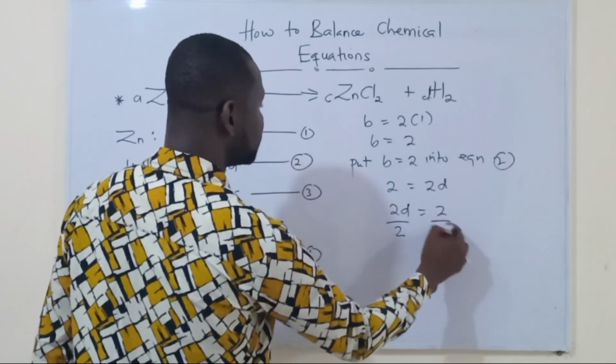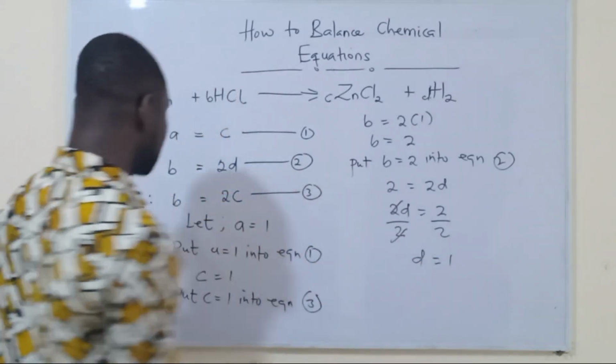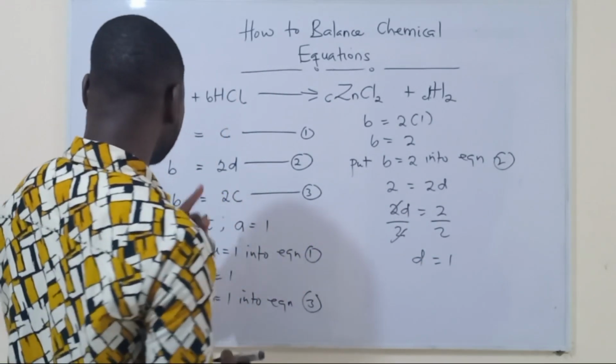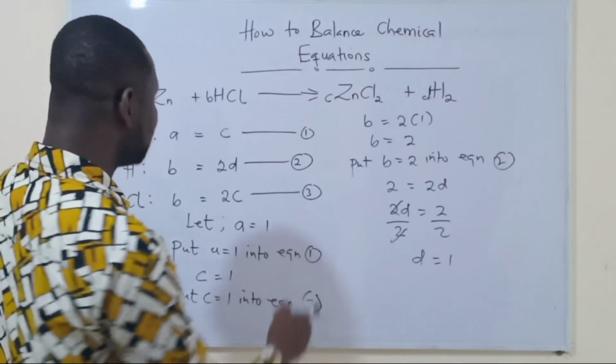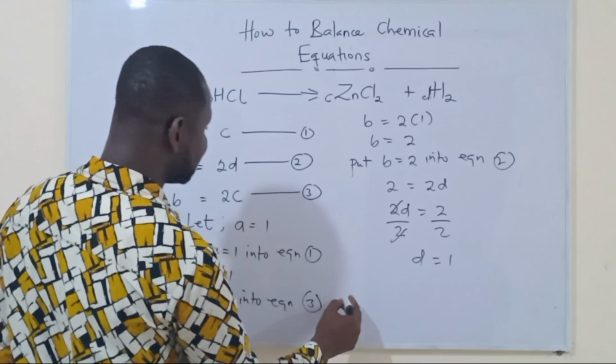I divide here by 2. I'm going to get D to be equal to 1. So I have now gotten all my variables, which is A, B, C, D. So I'm going to substitute it in the equation. So I'm going to get my Zn is 1.